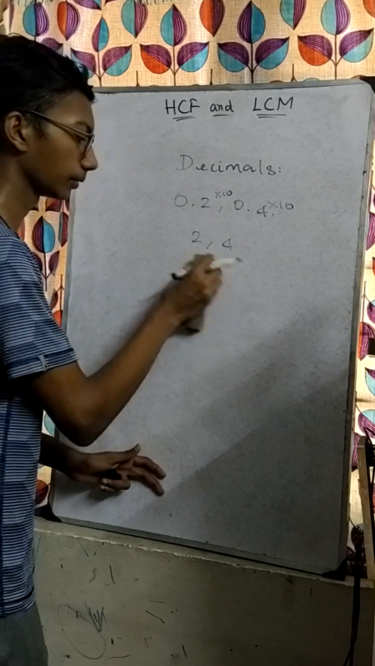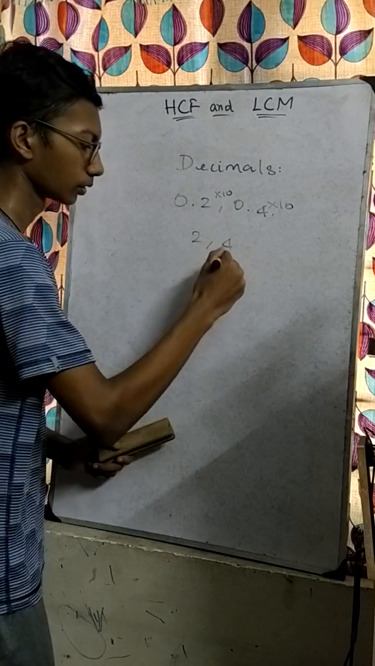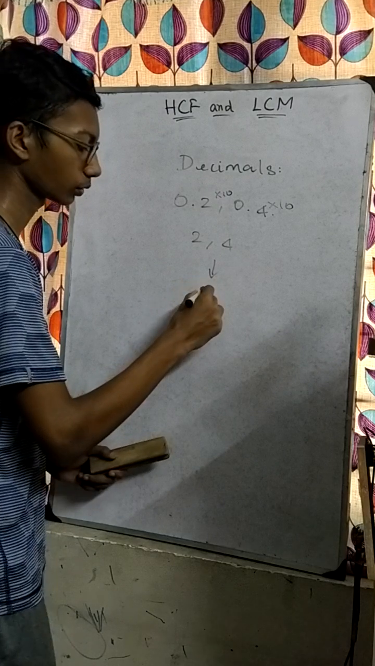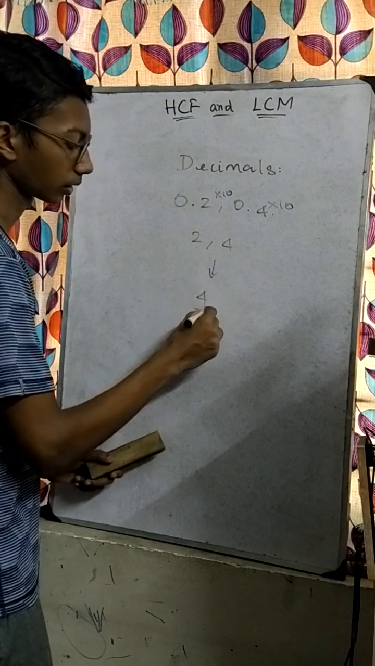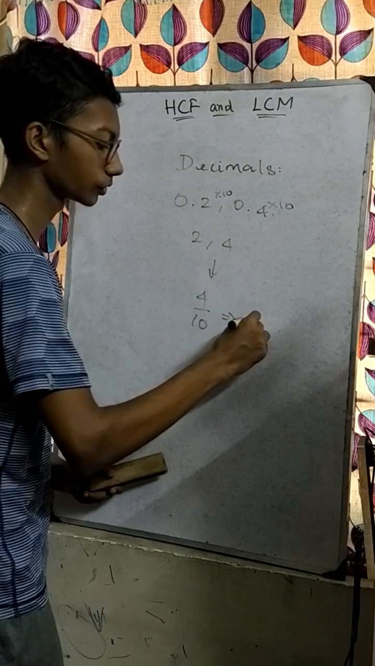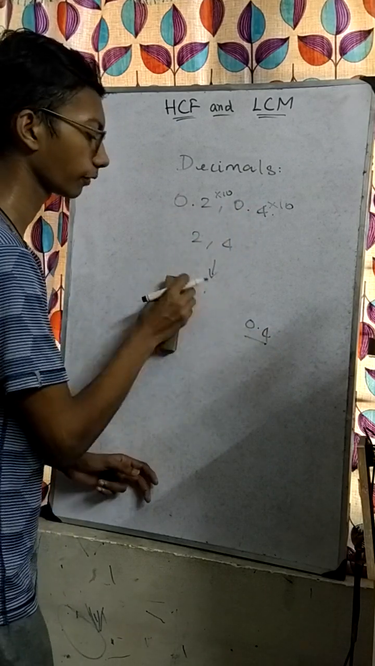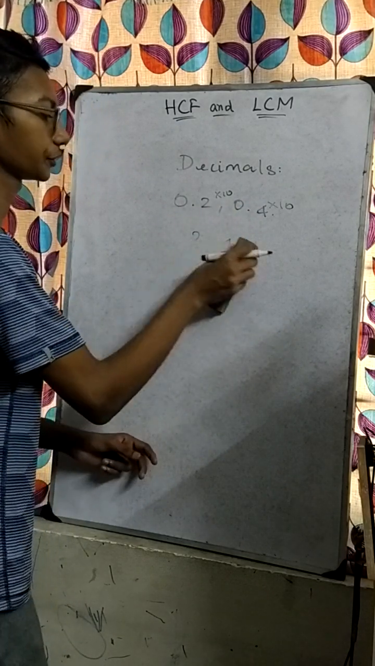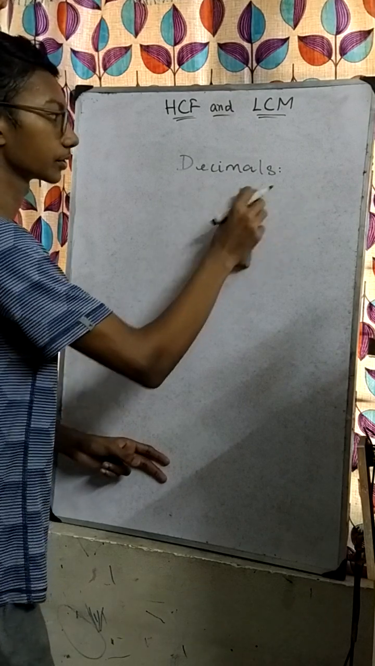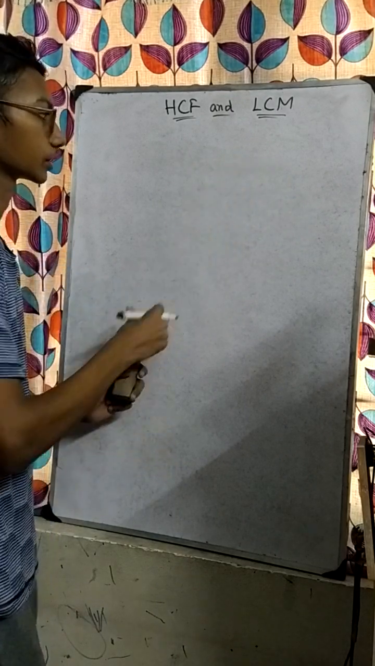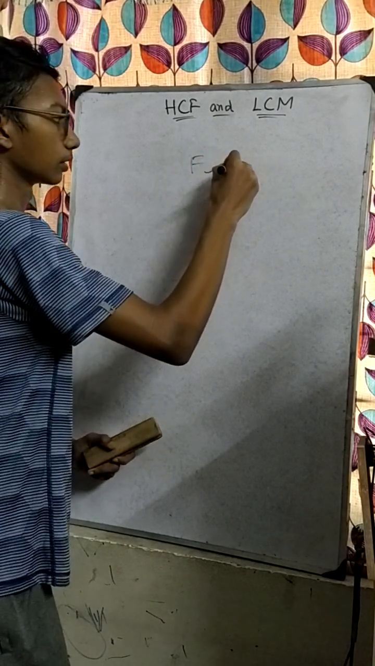Now for the LCM, 2 and 4, the LCM of these two numbers is 4. So again we should divide this, so we will have 0.4. This is the LCM of these two numbers. So this is the way of finding the HCF and LCM of two decimals. Now for two fractions it is much easier.